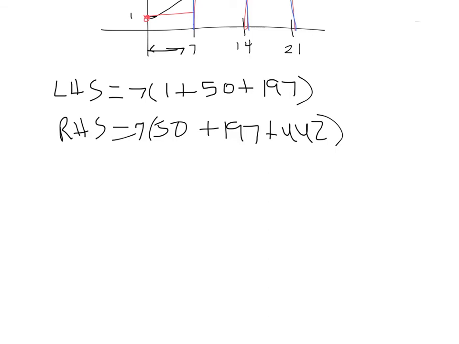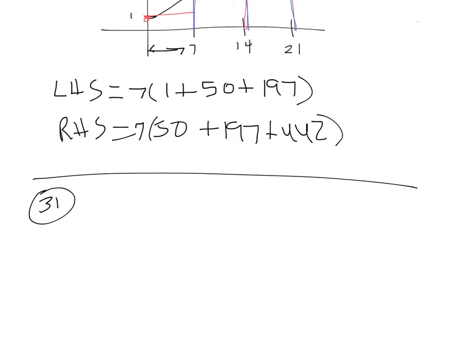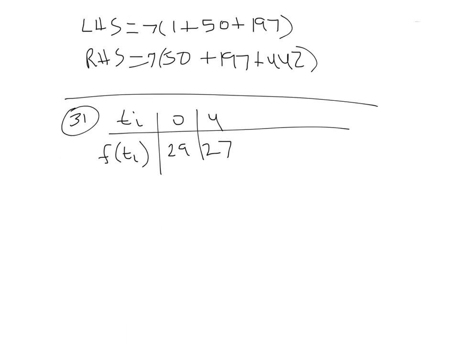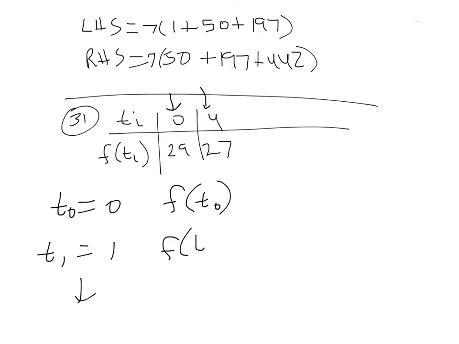Alright, then number 31, they give you a table of all of these values, t sub i and f of t sub i, and let me just write a couple of these down. The first thing they ask you is to give me the value of t sub 0. Well, that's just this first one. t sub 1 would just be that one, and then you do all of them. And then they ask for the value of the function at t sub 0, t sub 1. Well, that's these numbers, so 29 and 27.